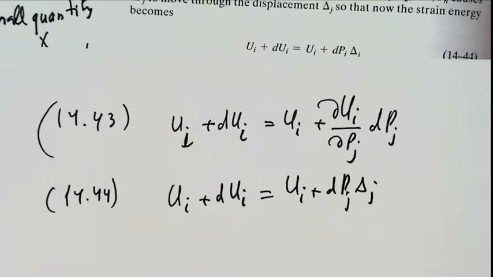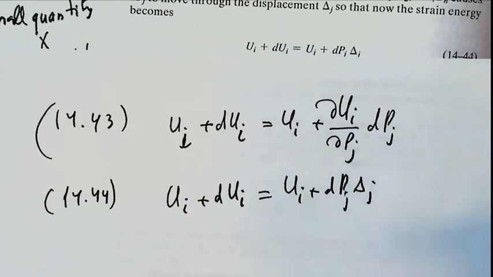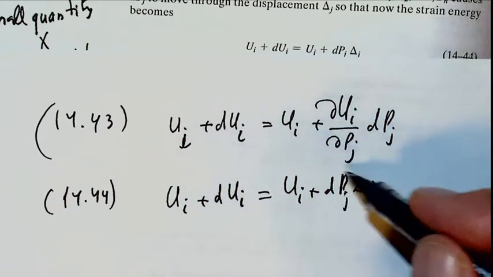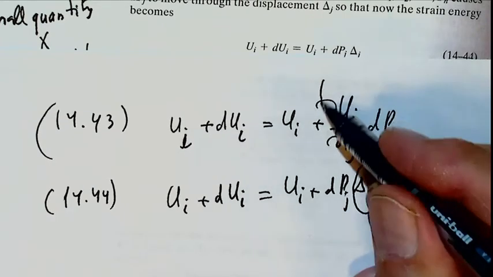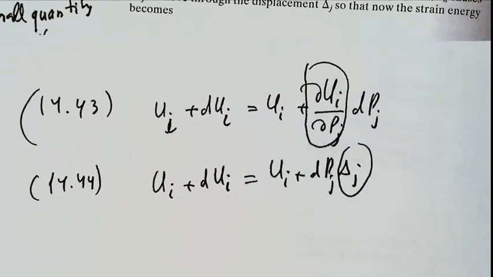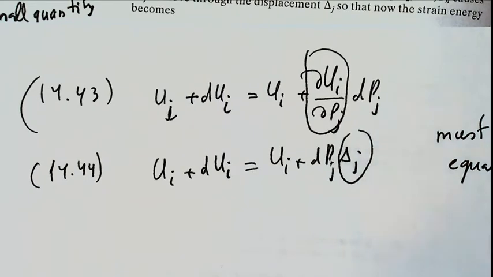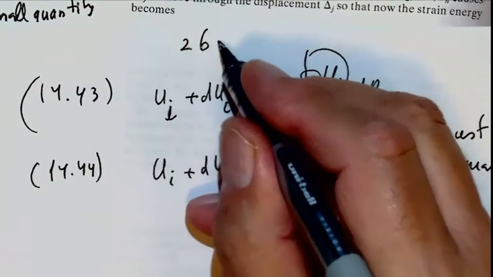Okay, so now these expressions must be equal. So this equals this equals this equals this. So that means that these terms should equal these terms. So therefore, this one equals this one. Okay, they must be equal. So that is 26.1, 26.2a. So that is 26.2b.